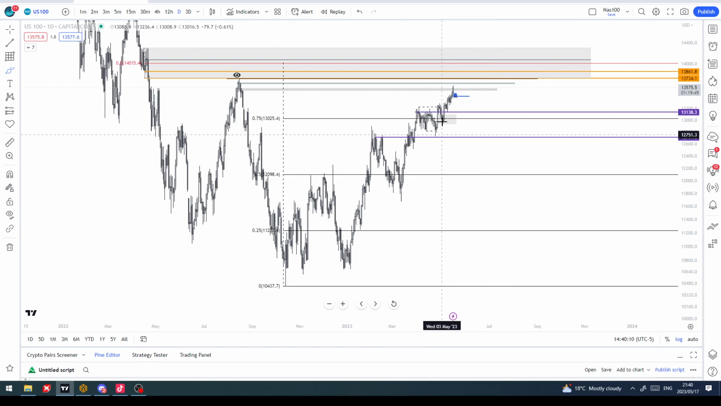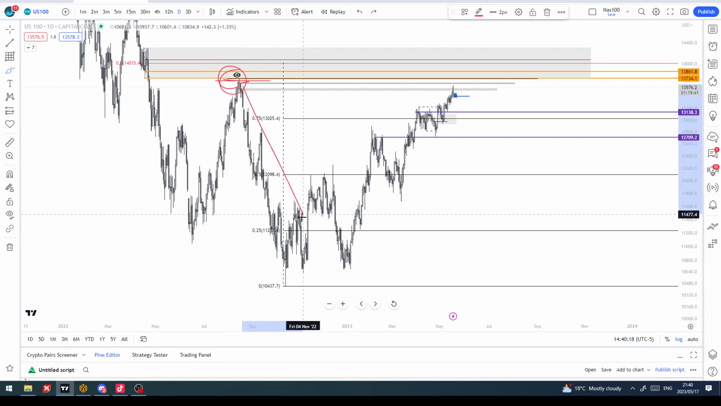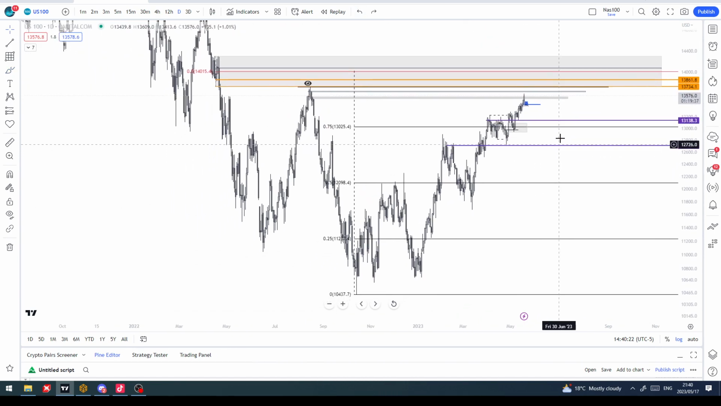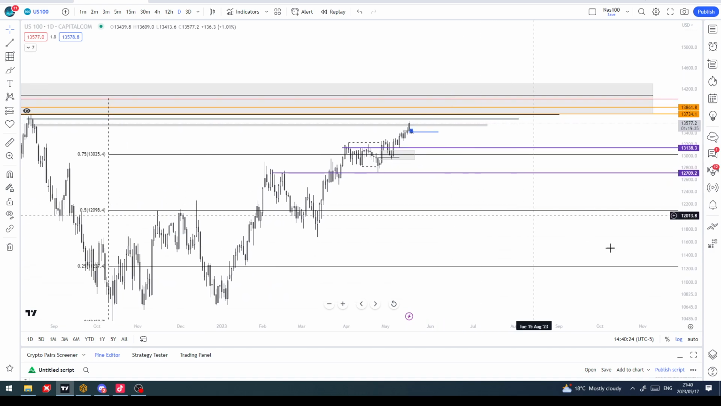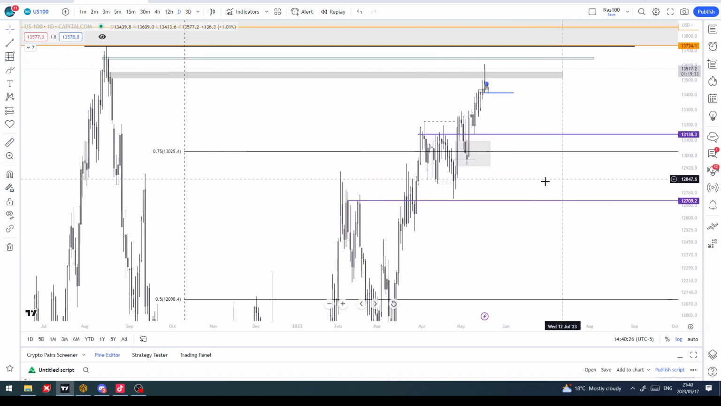So if we knew or know that, and we've been speaking about 13.7 as an inducement level that didn't tap into this order block before price fell down here, if we know that the draw on liquidity is higher, then we need to go into every day looking for longs, right?